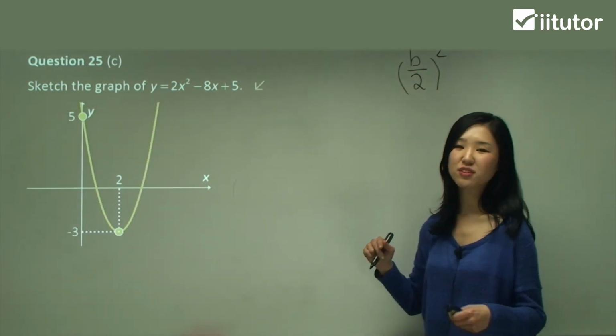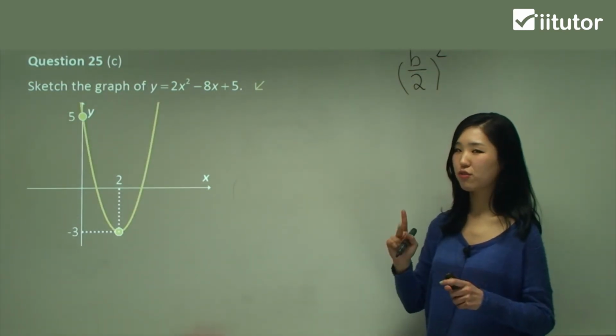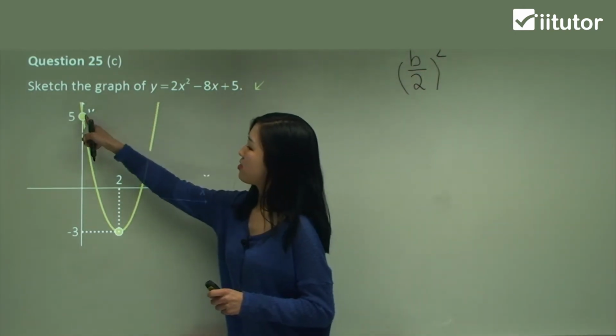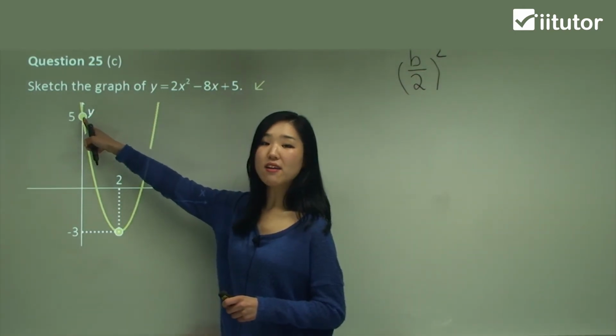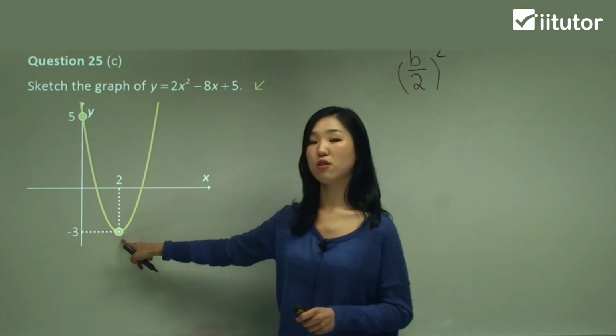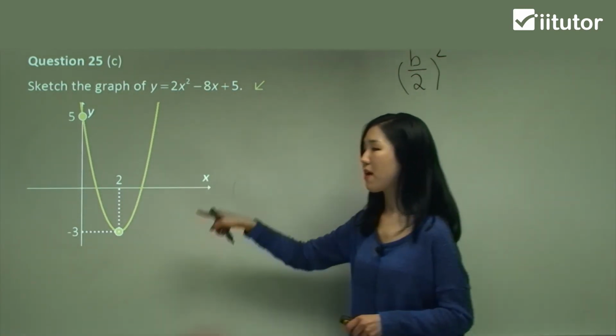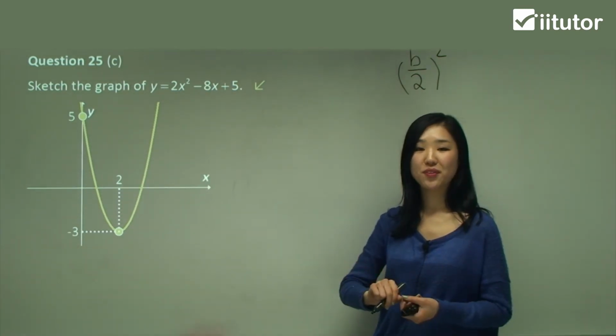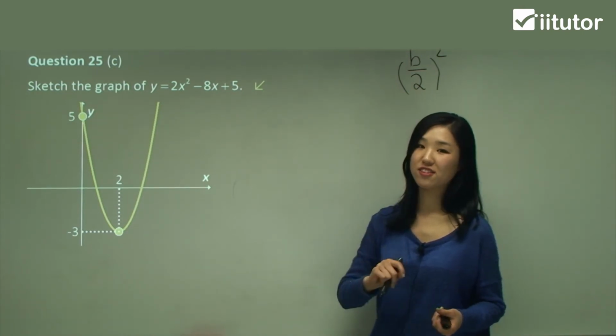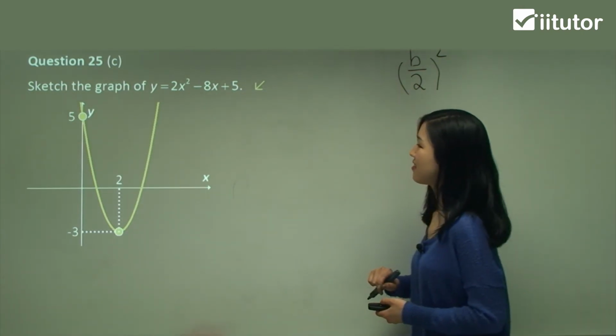Okay, so even if I don't really consider too much about that coefficient of 2, because the y-intercept is quite high relative to the vertex, it just automatically becomes quite slim, okay? And that's because of that coefficient, okay? So that's the answer to question 25.